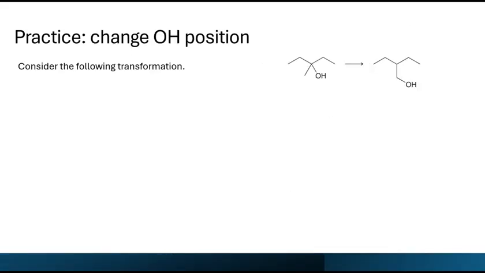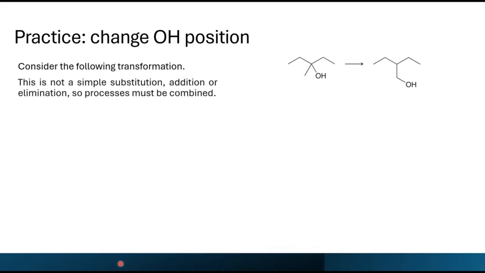Let's do another one. What if we want to change the alcohol position? Consider the following transformation. The alcohol in the reactant is on this tertiary carbon, but we want it to go onto this primary carbon here and form this product. This is not a simple substitution, addition, or elimination, so processes must be combined. If we have an elimination reaction take place, then we end up with an alkene. We can then have the alkene undergo addition of HOH, but no, we wanted to add anti-Markovnikov, and we want the less stable alkene.